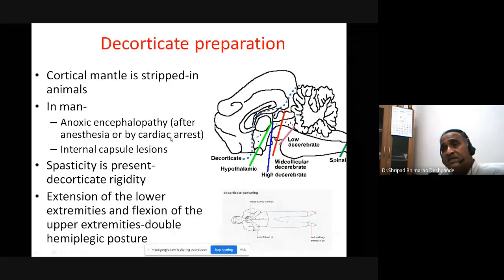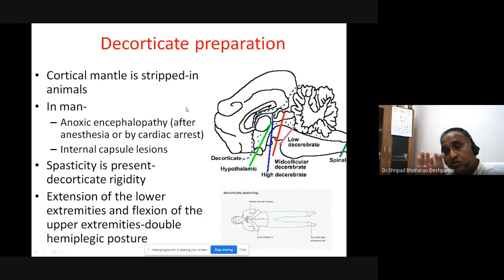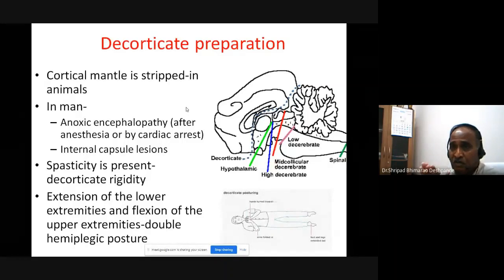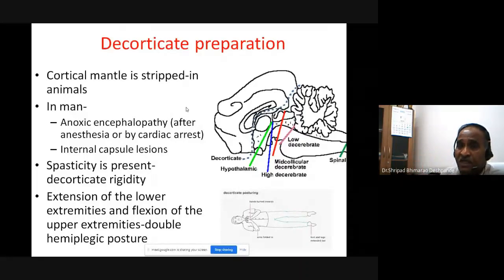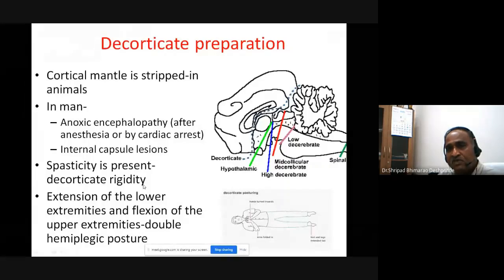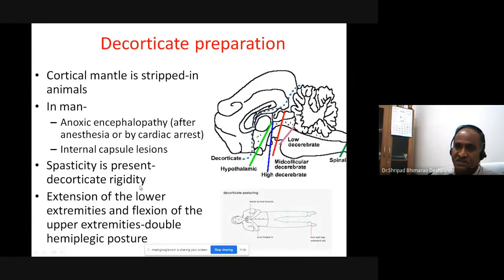Or as it happens in case of Stokes-Adams syndrome, which happens in the 3rd degree heart block, in which the blood flow to the brain is hampered. If the blood flow to the brain is hampered, it will go into an anoxic state, that means no blood is coming, no oxygen is coming. So in that situation, you may get decorticate-like situations. Internal capsule lesions, hemorrhage in the internal capsule, will produce only unilateral, one side. These are global. This is unilateral. So what you see is rigidity, what is called decorticate rigidity.